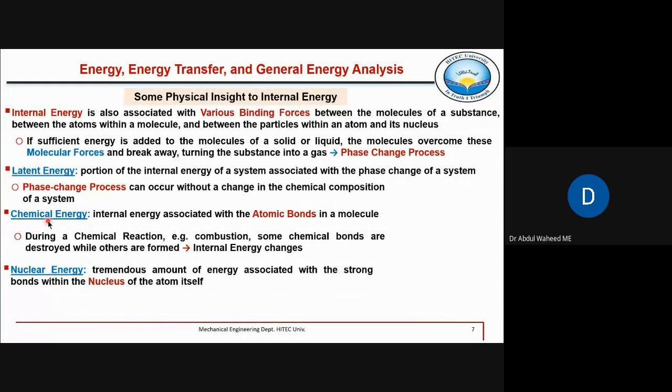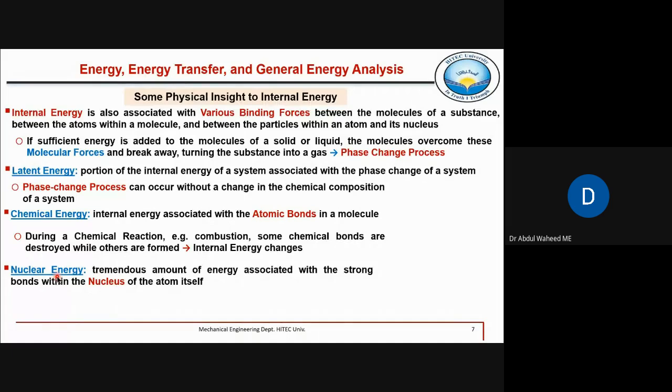So what is chemical energy? That energy which is related to the electronic configuration. Whenever there is a change in the electronic configuration, the energy associated with that part is known as chemical energy, and the energy which is associated with the change in the nucleus of any atom or molecule is known as nuclear energy.